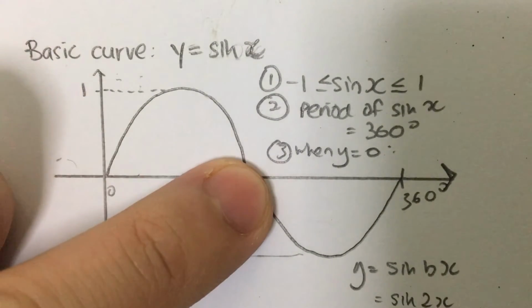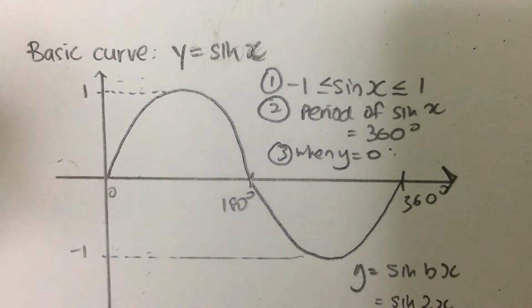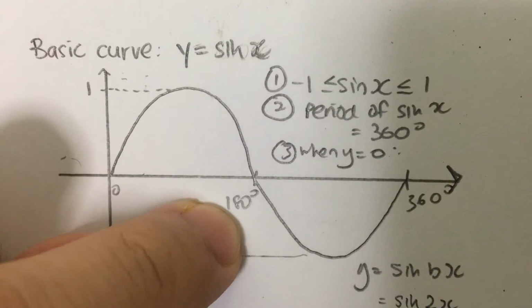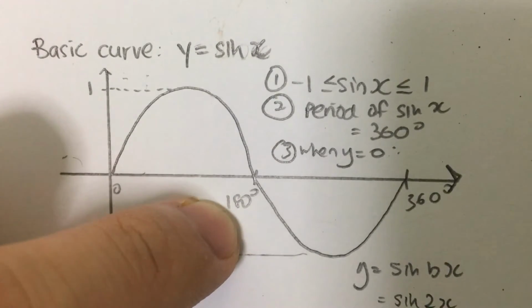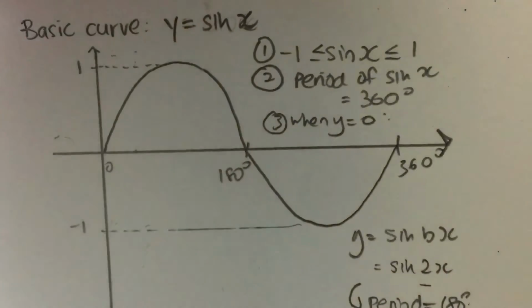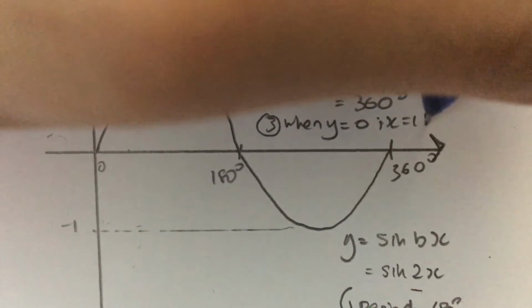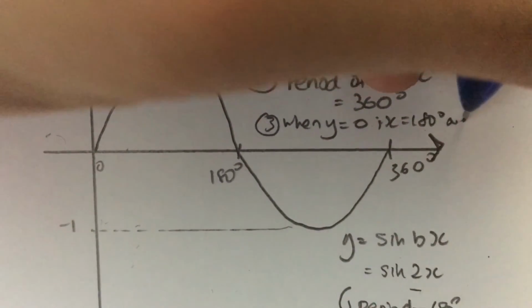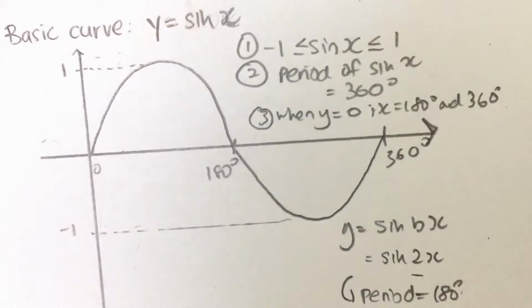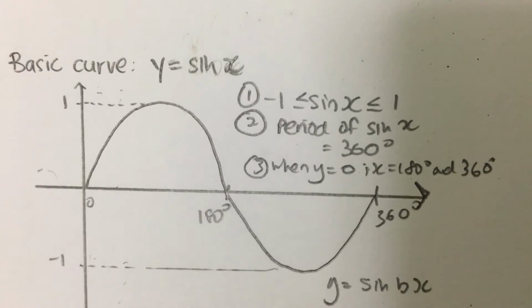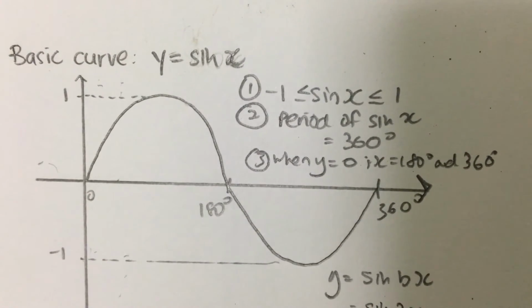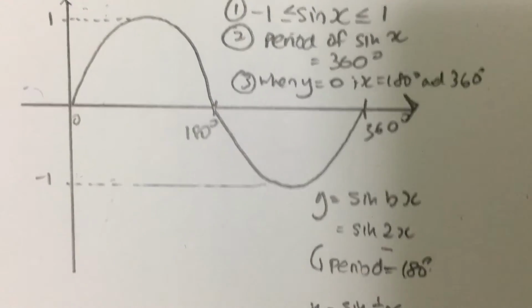And last but not least, the third point: when y is equal to 0, as you can see, your x in degrees is 180 as well as 360. So these are the things that we can take note of in a basic sine curve, which is y equals sine x, and that's about it for today.